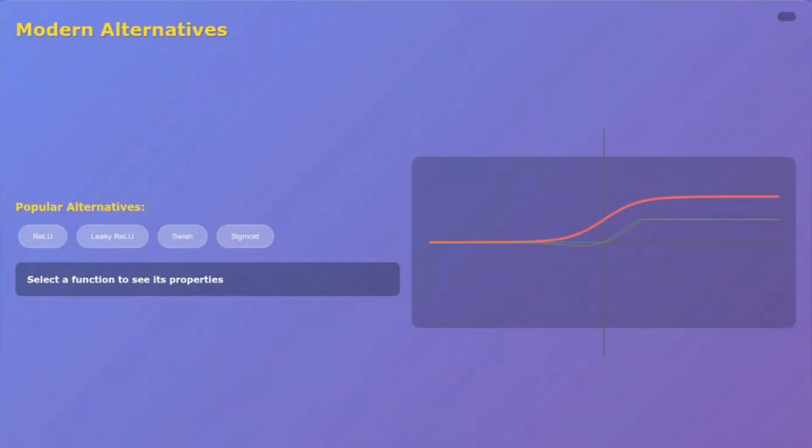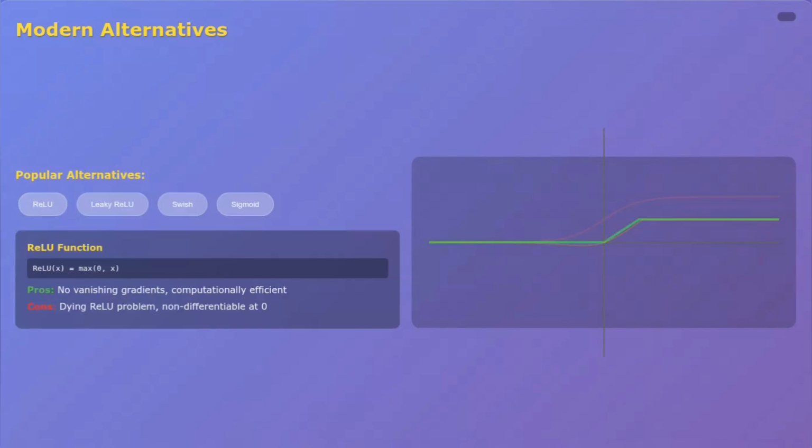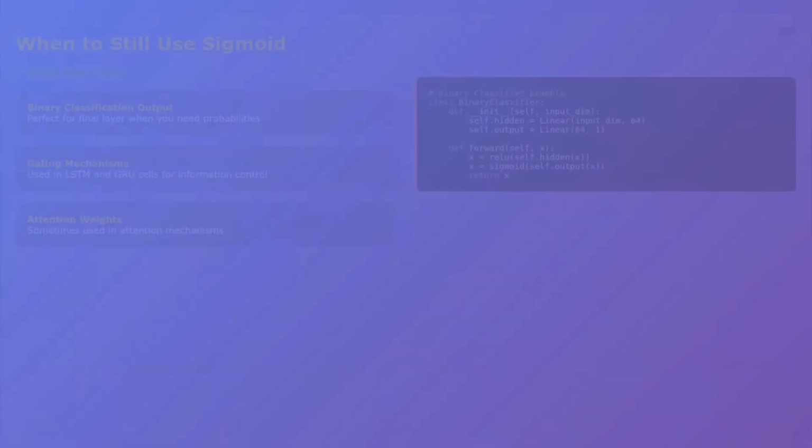These problems led to the development of better alternatives. Let's see the most popular ones. ReLU solves vanishing gradients for positive inputs and is computationally cheap. Leaky ReLU addresses the dying ReLU problem. Swish combines the best of both worlds, smooth like Sigmoid but with better gradient flow. Each has its place, but for hidden layers in deep networks, ReLU variants usually perform better.